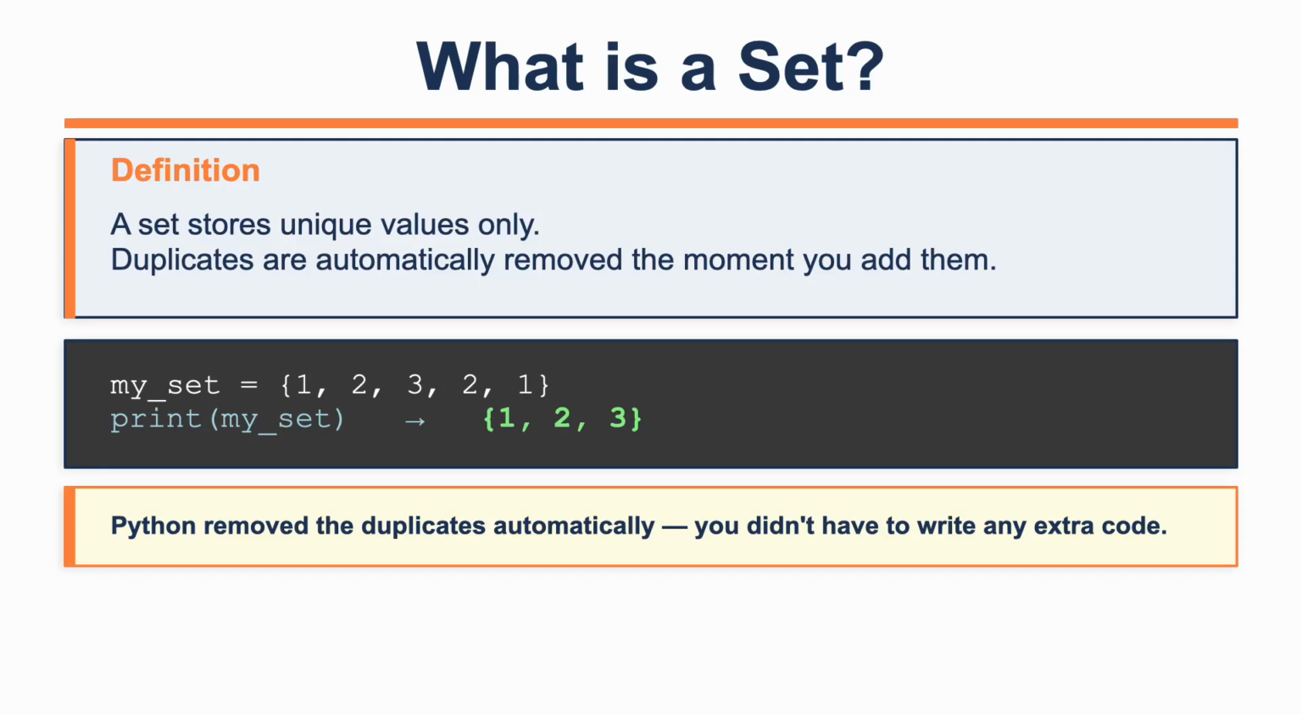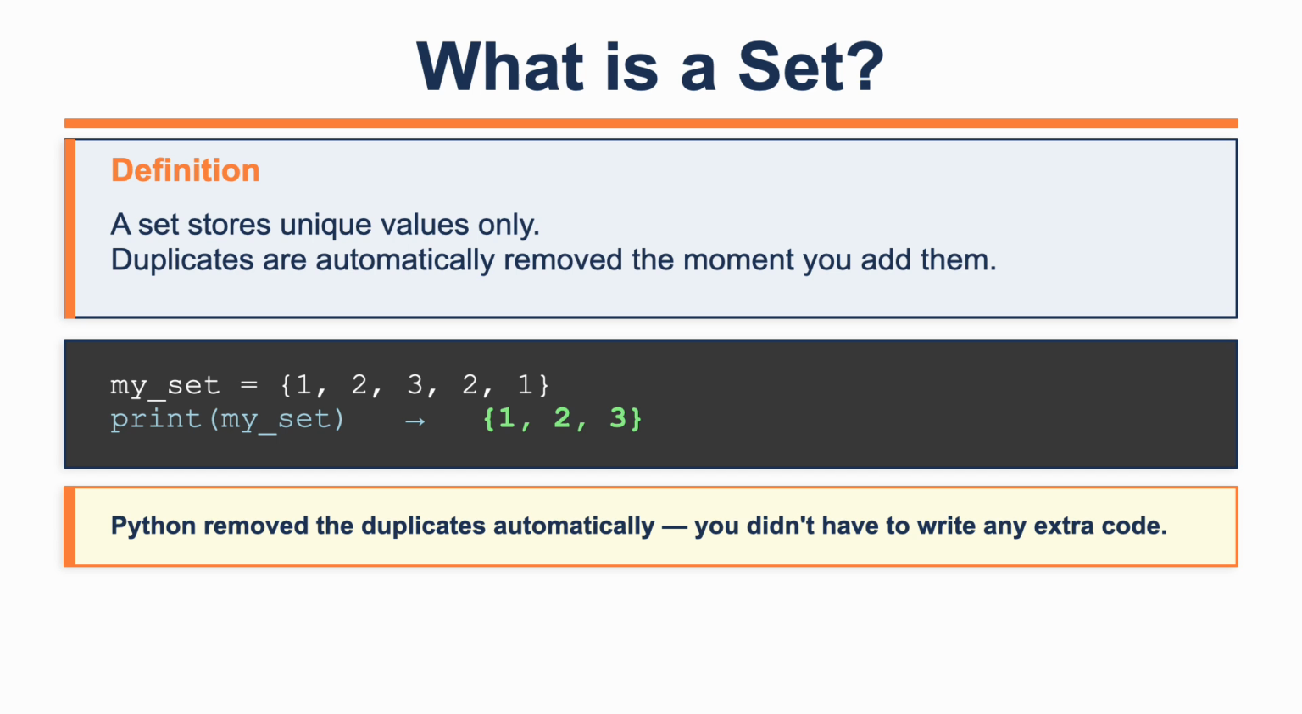Today we're going to learn about Python sets, one of the most useful data types that beginners often skip over. A set is a collection that stores unique values only. Duplicates are automatically removed the moment you put them in. Here's what that looks like in code.